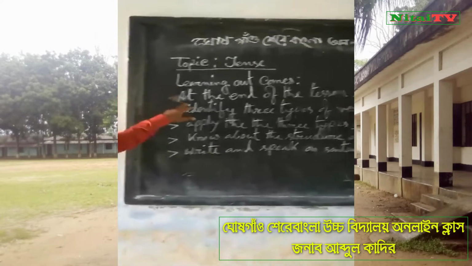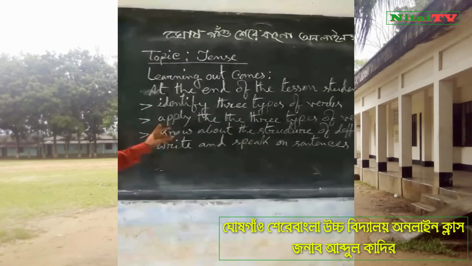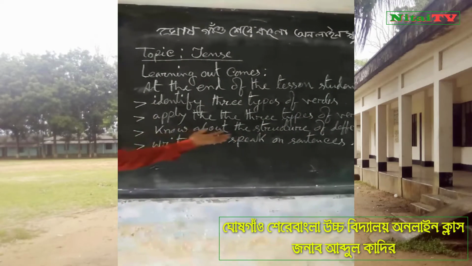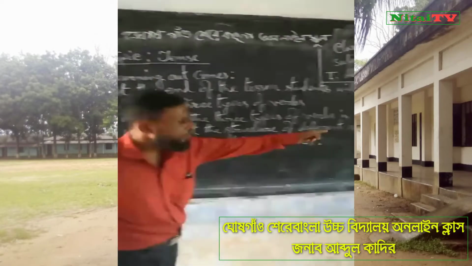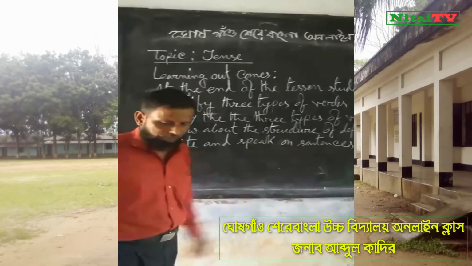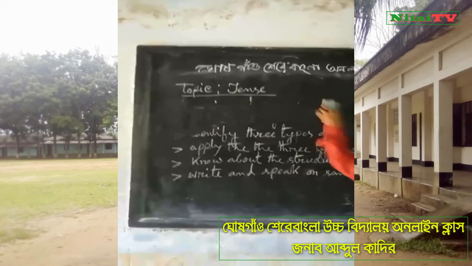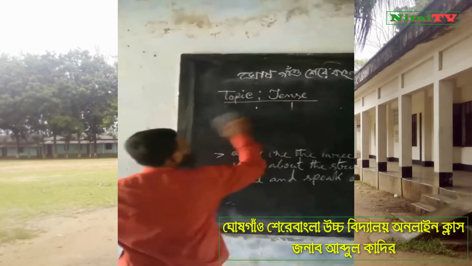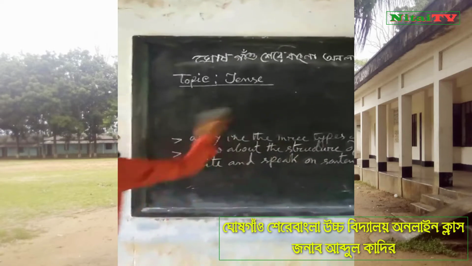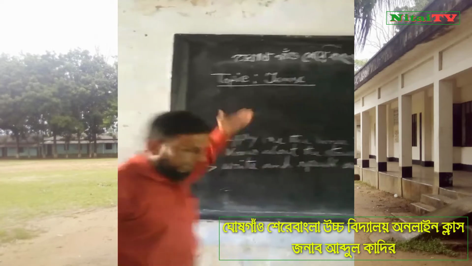Learning outcomes. At the end of the lesson, students will be able to identify 3 types of verbs, apply the 3 types of verbs in sentences, know about the structure of different sentences, write and speak on sentences. I will try to focus on all these objectives in sentences.